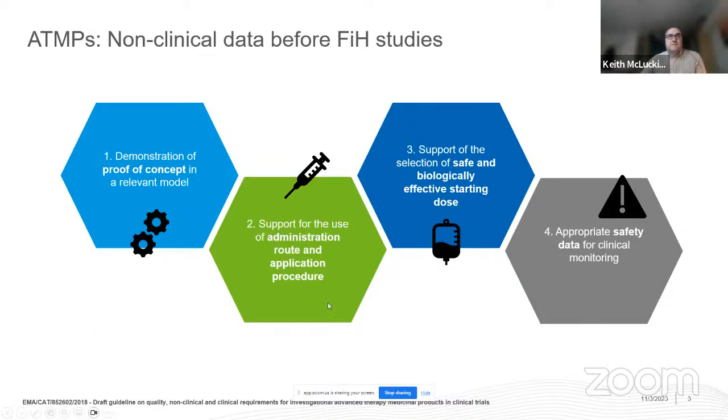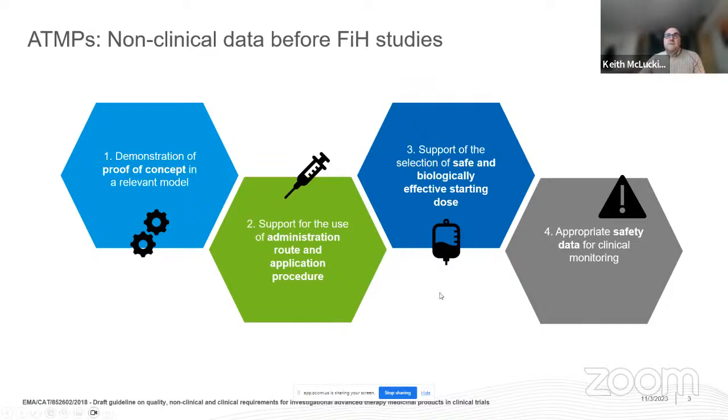Then we need to think about the support for the use of the administration route and application procedure. I mentioned this in last week's talk, but essentially you need to think about what you're going to give the patients in the clinic, and you need to make sure your dose route is suitable in your preclinical space. Is the therapy going to be administered by IV injection? Is it intracerebral injection, or is it direct into a tumor? If you have some sort of novel route, i.e. some sort of medical device, this is where you need to think about how that can be used in your early studies.